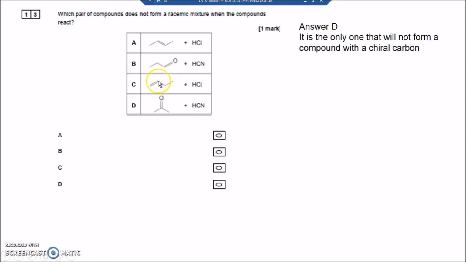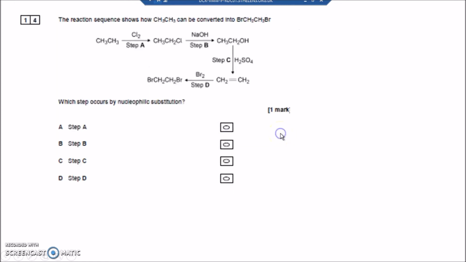This would form a chiral carbon on carbon number 2 because it would have a CH3, an H, a Cl, and a CH2CH3, whereas this CN would bond on here and form CCN, two methyl groups, so automatically this C hasn't got a chiral carbon, and the OH would form from the O. So the answer is D, because of these two methyl groups here. This carbon's not going to be a chiral carbon.